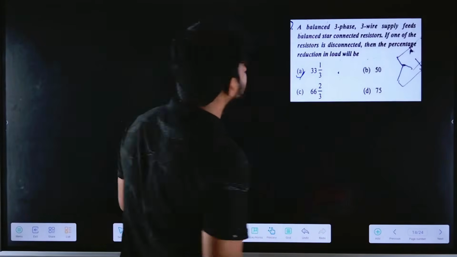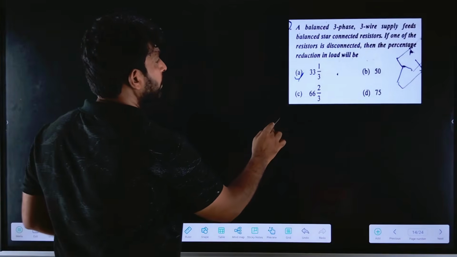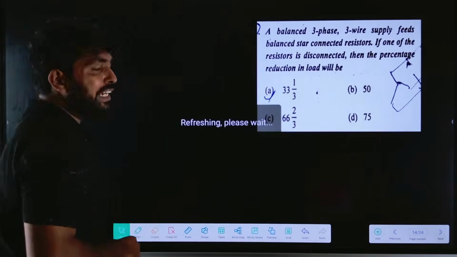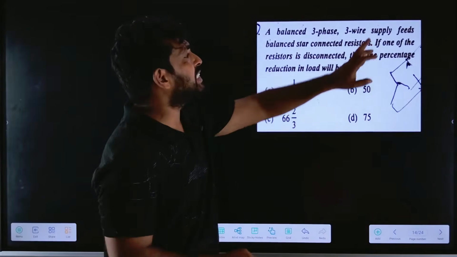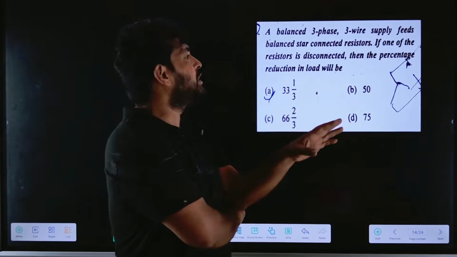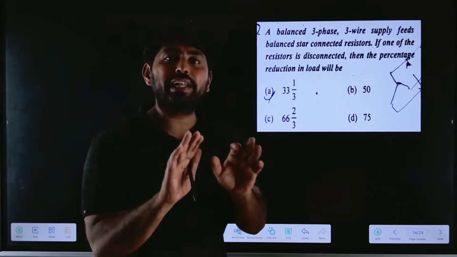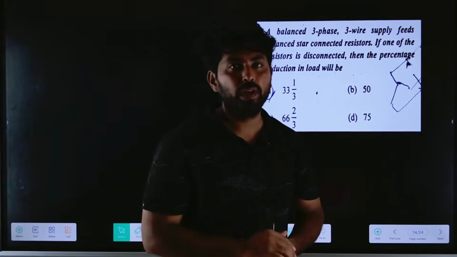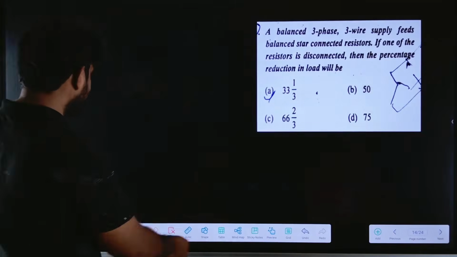Now, let us solve the next question. Here it is. If you observe here, a balanced three-phase three-wire supply feeds a balanced star connected resistor. If one of the resistors is disconnected, what is the reduction in the percentage of load? We need to find the percentage of load. It was asked in the civil service examination.